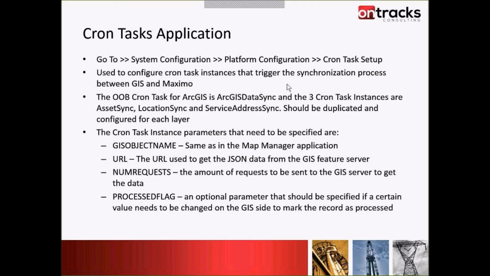The number of requests that can be sent to the GIS server to get data, and then a process flag. So you have the ability to change a state. So for example, MX creation state, you would change a flag or a field to indicate that Maximo has synchronized that, so that if the data ever changes, the user or the editor might change that field back so that the cron task knows to pull that data in or synchronize that data in again.